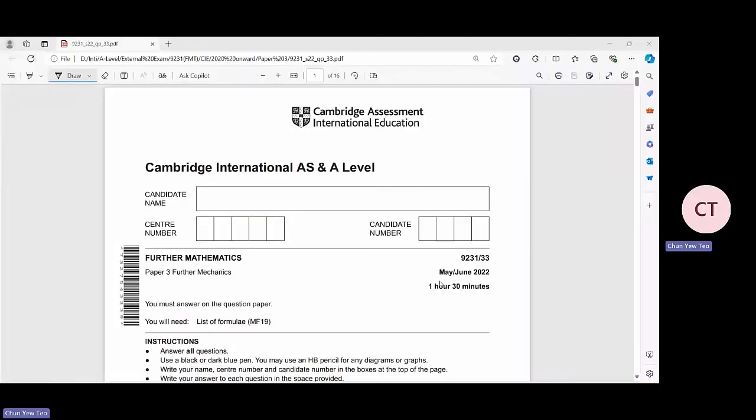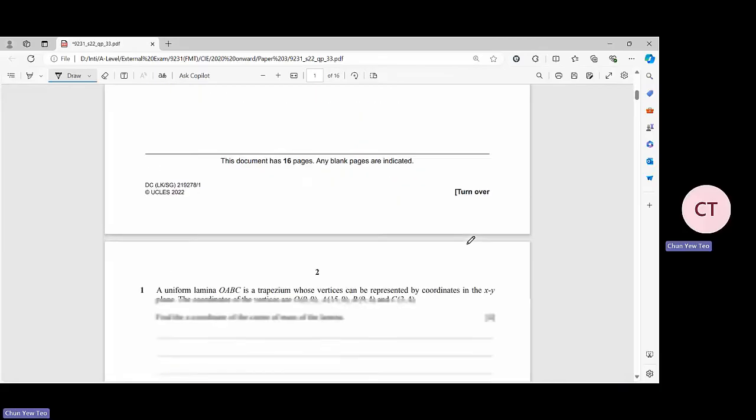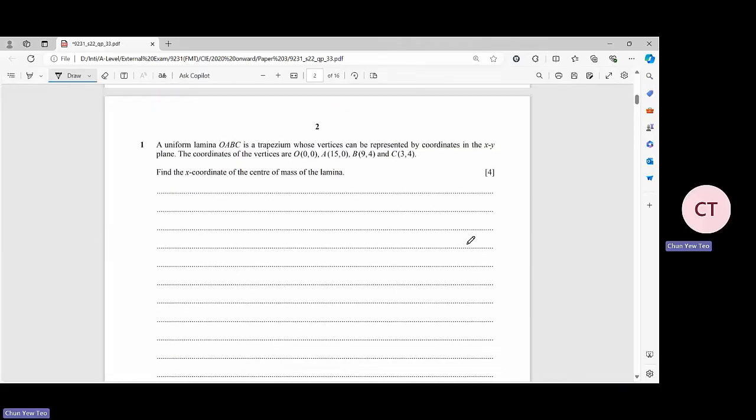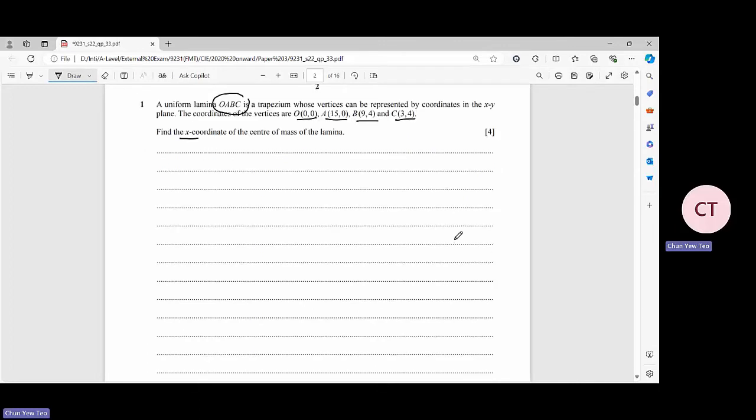This video we shall discuss Further Mechanics, May-June 2022, Paper 33. Let's take a look at the first question. A uniform lamina OABC is a trapezium whose vertices can be represented by coordinates in the xy plane. The coordinates of the vertices are O, A, B, and C. Find the x-coordinate of the center of mass of the lamina.